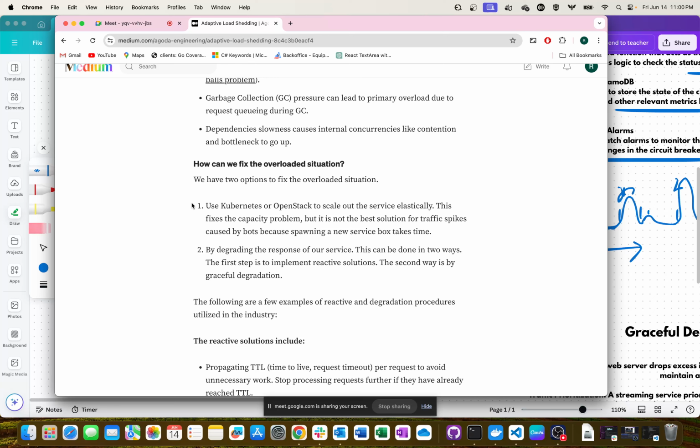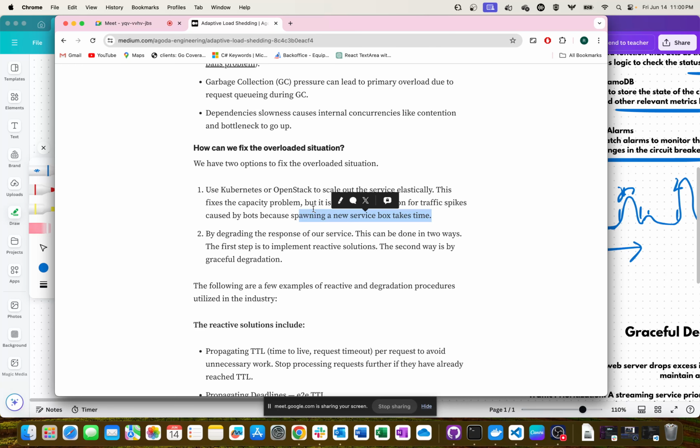So again, the issue is something I already mentioned during adaptive load shedding: spawning a new service box takes some time. And when you're doing this at a low latency level, certain requests might get dropped when there are sudden traffic spikes.